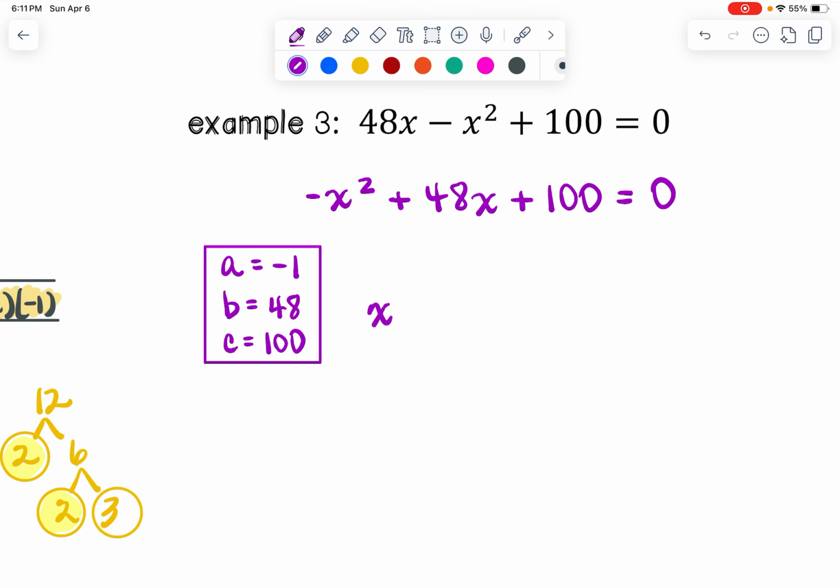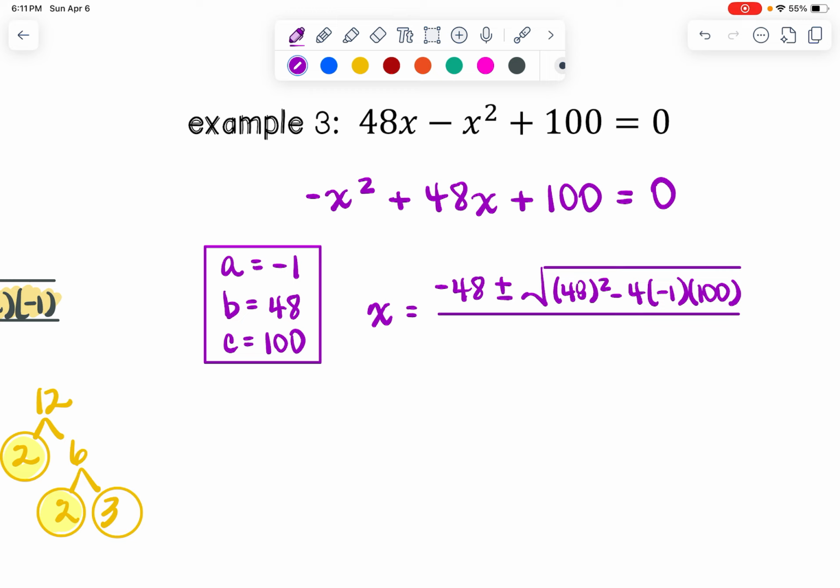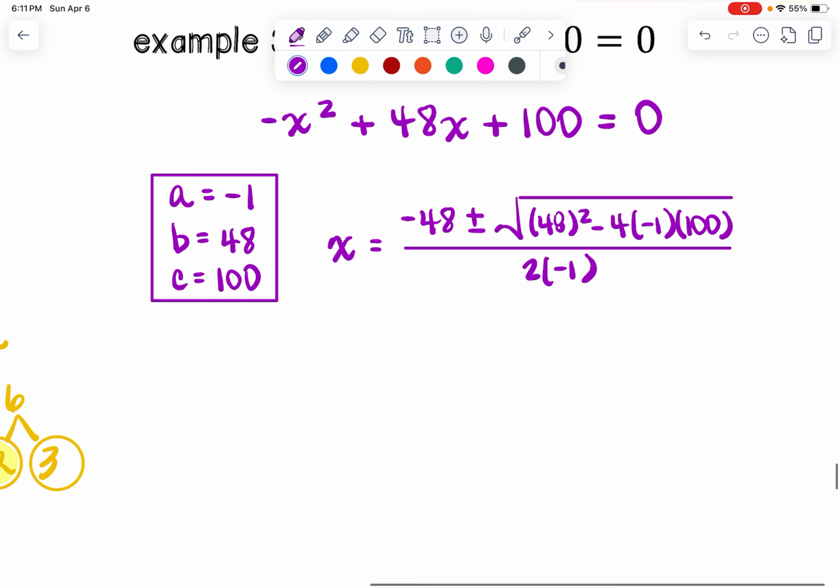So here we go. Shall we sing the song? X equals -48 plus or minus square root 48 squared minus 4 times -1 times 100. That didn't really flow very well. All over 2 times -1. There we go. Oh, those are some big numbers. That's a big mess, but that's okay.